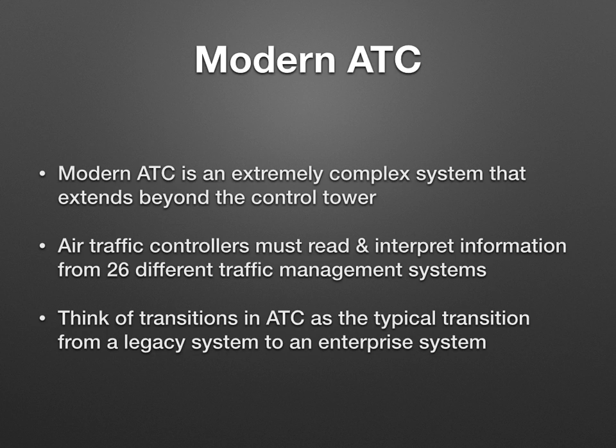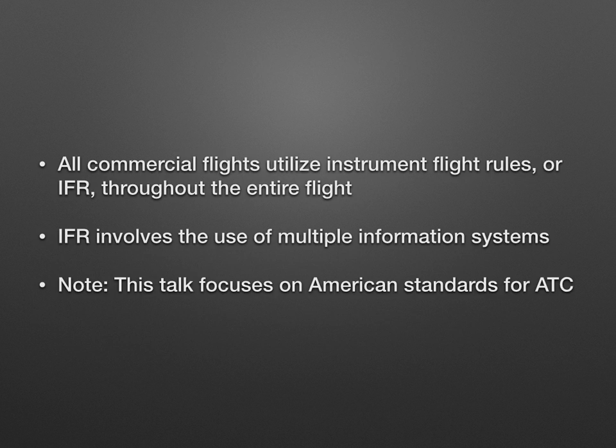Modern air traffic control is an extremely complex system that extends far beyond the control tower at your local airport. Air traffic controllers must read and interpret information from 26 different traffic management systems. Think of these transitions in air traffic control systems as a typical transition from a legacy system to an enterprise system. All commercial flights utilize instrument flight rules, or IFR, throughout the entirety of the flight.